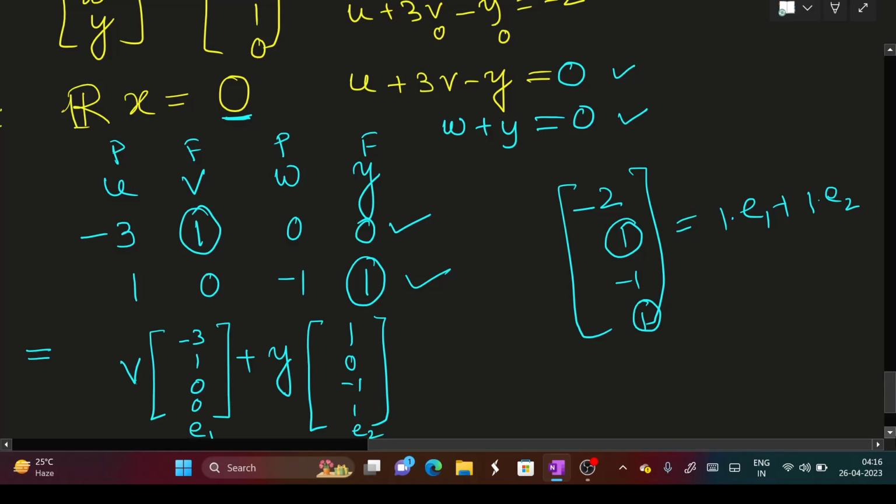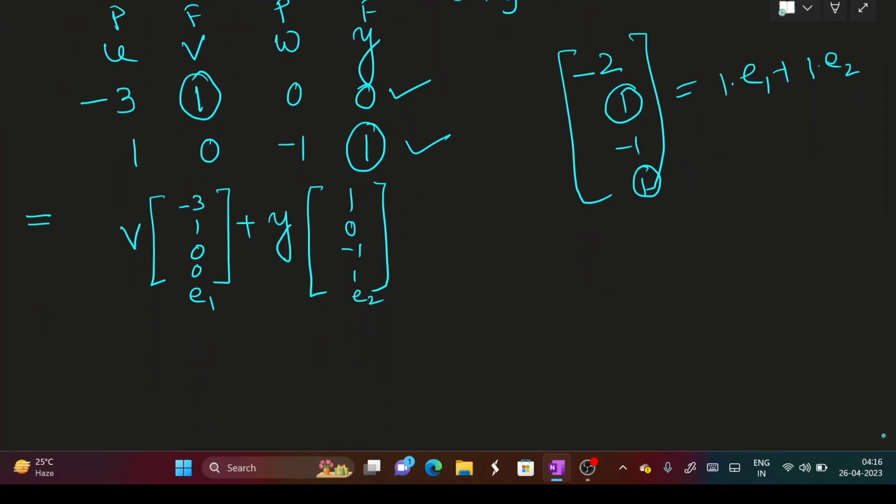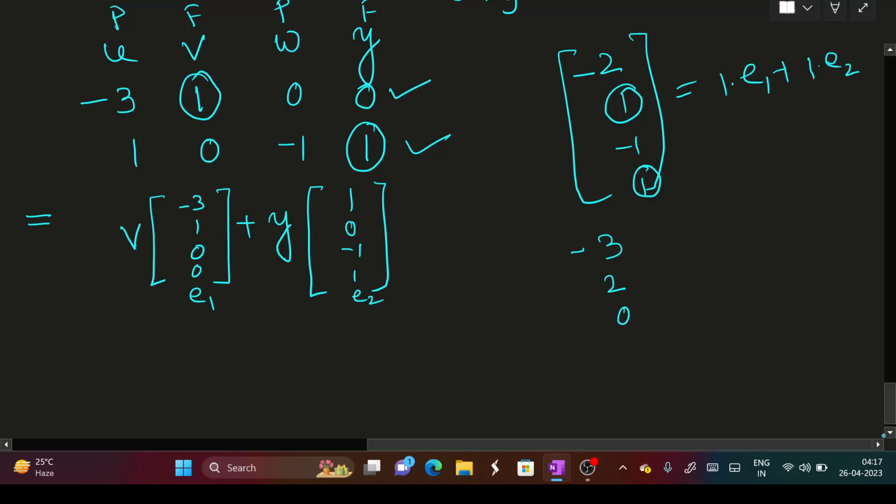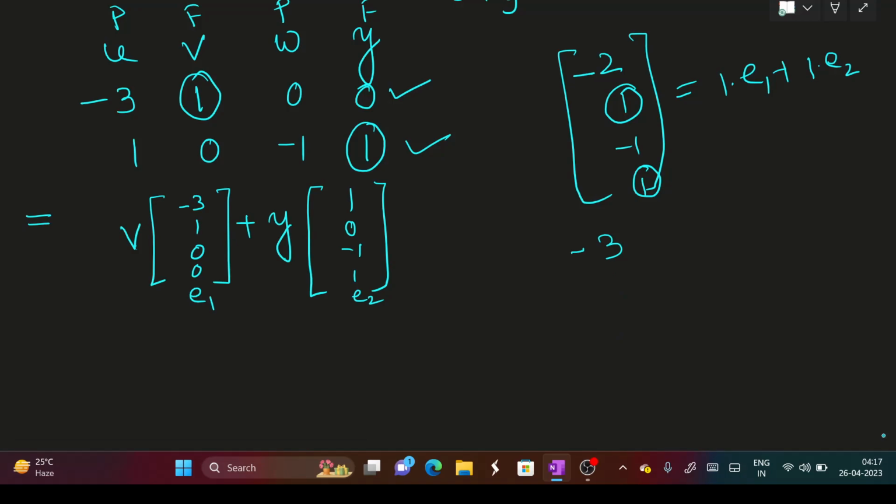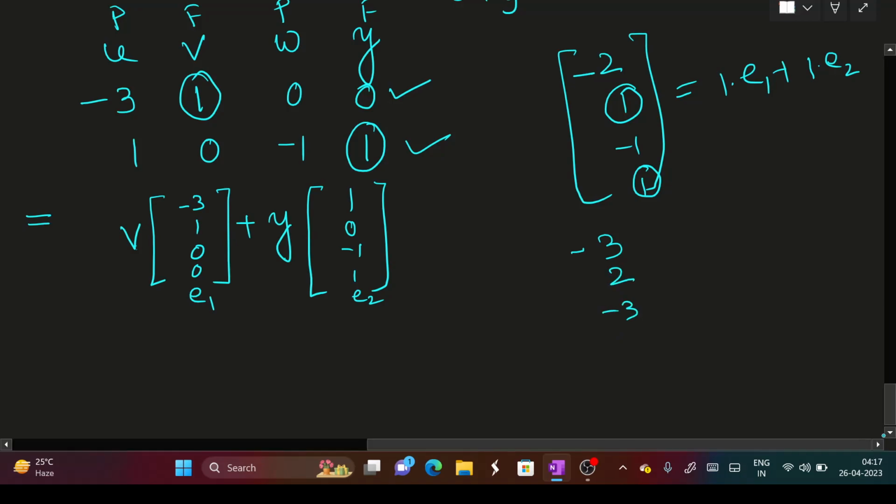Now, for example, another. Suppose I multiply here by 2 and here by 3, and I add them to get the vector. It is minus 6 plus 3, so minus 3. It is 2. It is 0, 0. Sorry, it is minus 2, minus 3. It is 2. It is minus 3. It is 3.